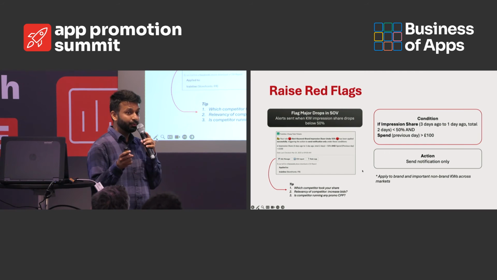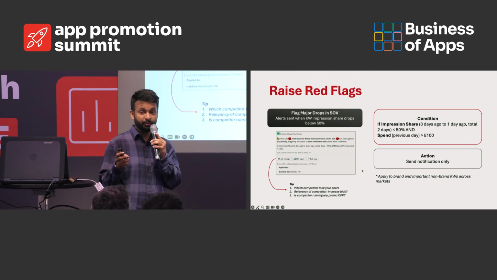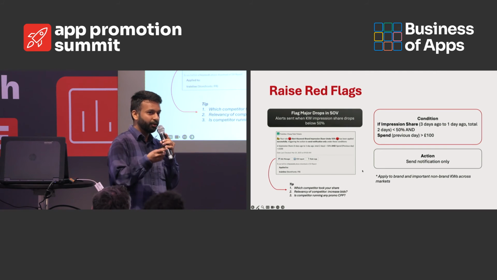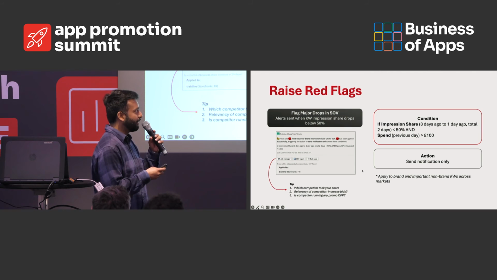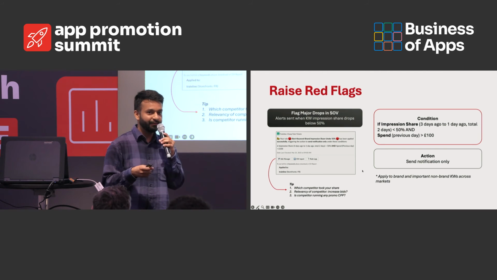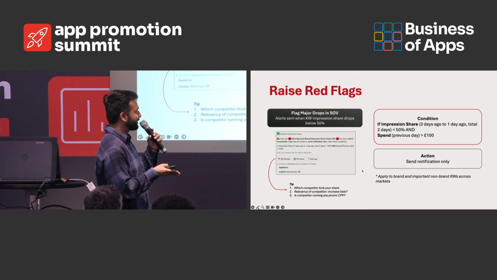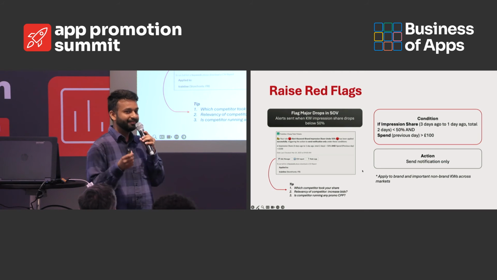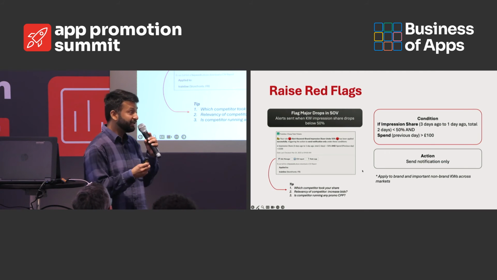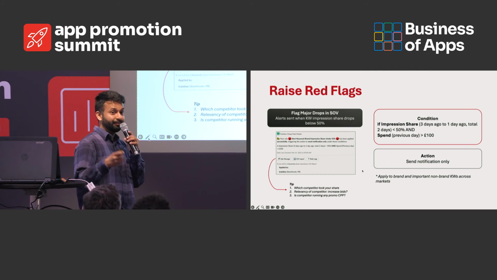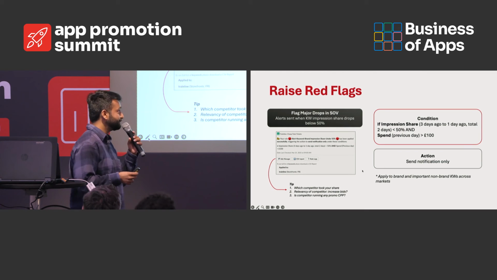I'm not taking into consideration previous day's data because a lot of times MMPs are not able to process last day's data completely. Therefore, if you rely your automation rules on previous day's data, then you might end up making some false decisions. Therefore, if you compare your day before yesterday's data with data 3 days ago, and you see a huge drop in your impression share, then you will get notified that there are some apps that have captured your impression share. You should do something about it.